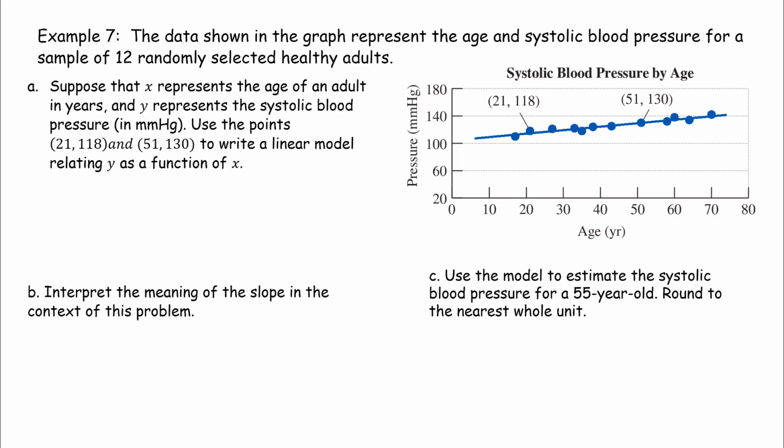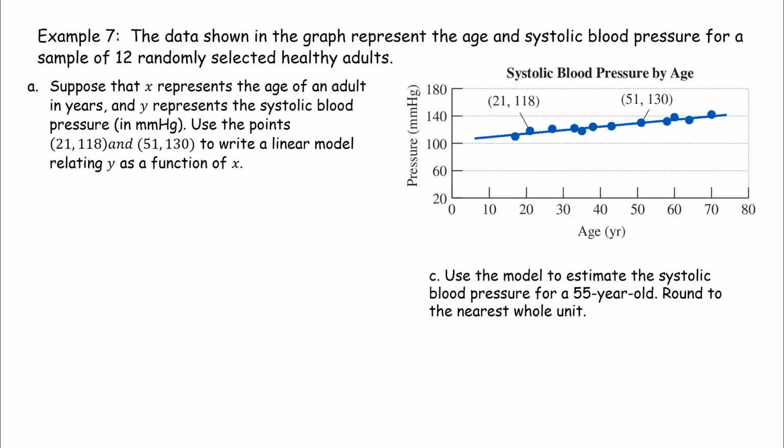So you have this graph. The X-axis is age and the Y-axis is blood pressure. And they're giving you 2 points on there. They've got a 21-year-old person with a systolic blood pressure of 118. They have a 51-year-old person with a systolic blood pressure of 130. So you want to find an equation that models this situation, how the blood pressure increases as age increases.